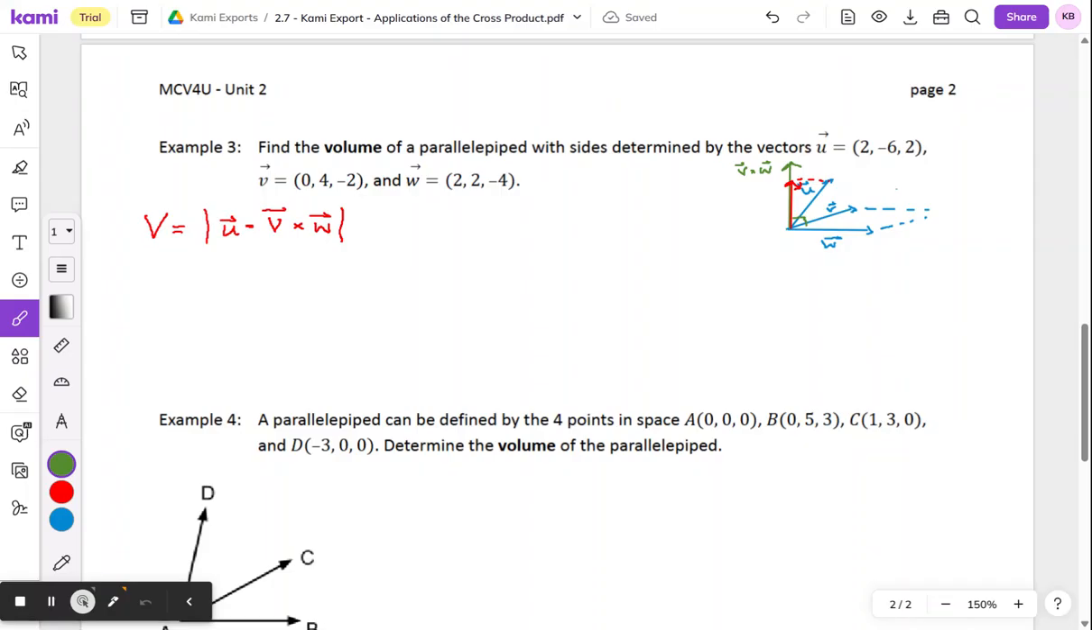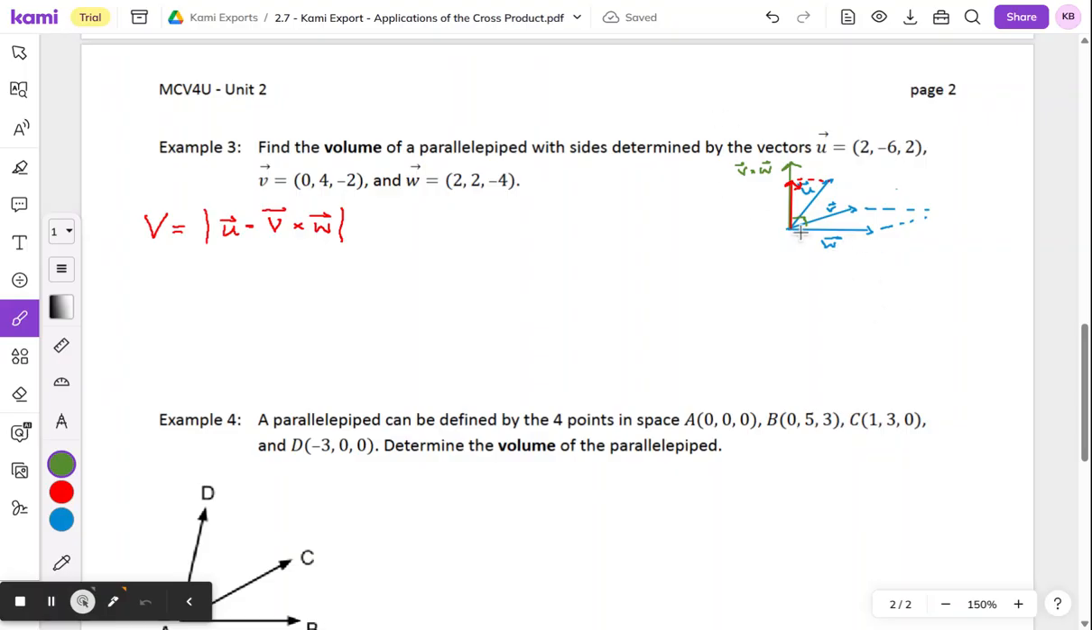Okay, I've taken a moment to set this up and draw a not quite complete diagram, but enough of a diagram for you to recognize what's happening. So here in example 3, we want to find the volume of the parallelepiped with the sides determined by these vectors, u, v, and w. Okay? I have chosen to orient it this way.